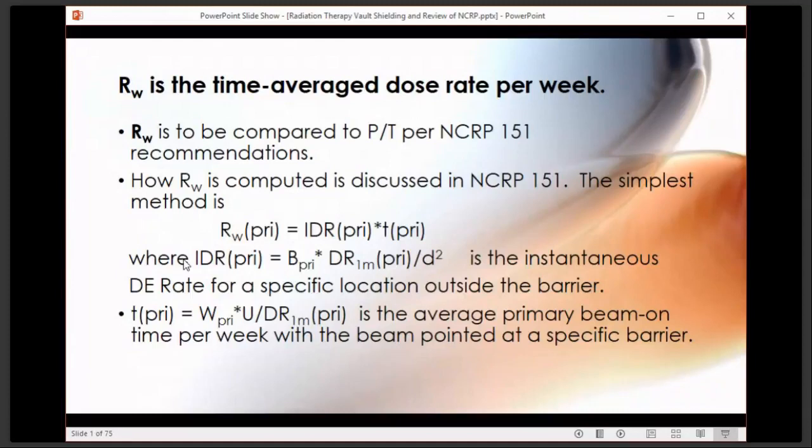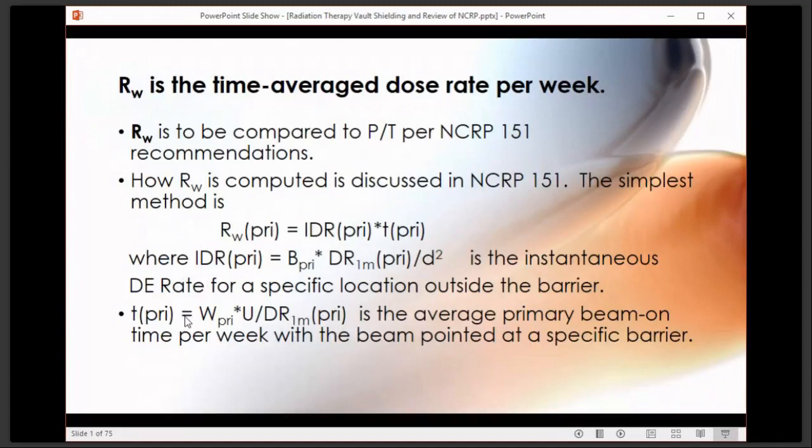example here. The IDR is just the barrier transmission factor times the instantaneous dose rate at isocenter, 1 meter, divided by the inverse square distance from target to the location. We know what this is, we know what that is, the manufacturer tells us, and we know this. So we can get the instantaneous dose rate on the other side of the barrier, put that in here.